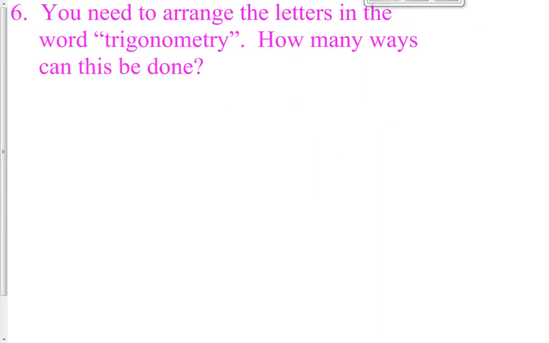That's different in number 6 for trigonometry. It's the total factorial, which there's 1, 2, 3, 4, 5, 6, 7, 8, 9, 10, 11, 12. There's 12 different letters, so it's 12 factorial. However, these t's look the exact same. So they could go in a spot and not be counted again for the next spot because they're exactly the same.